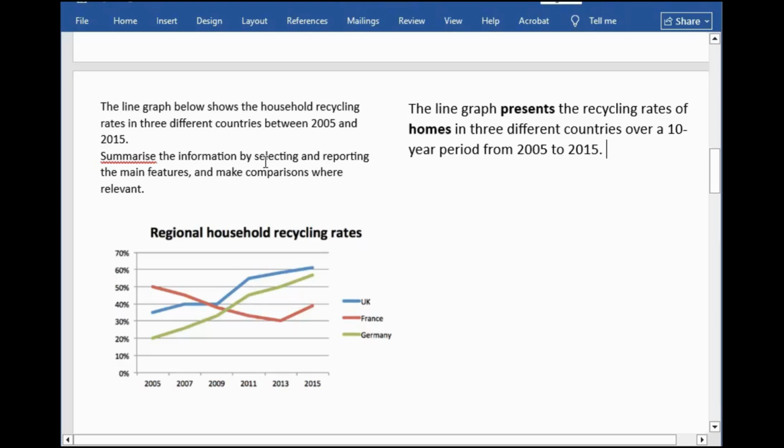That's number one. Number two, I have presented the main issue. What is the main issue? Household recycling rates in three countries. Household recycling rates. That is the word. That is the main issue. So your introduction must paraphrase the question prompt. It must present the main issue that is represented on that chart.